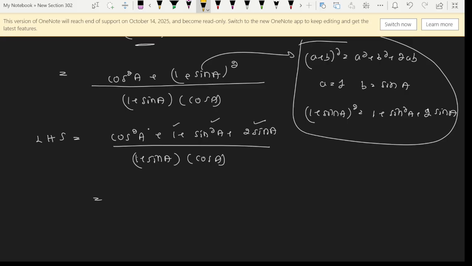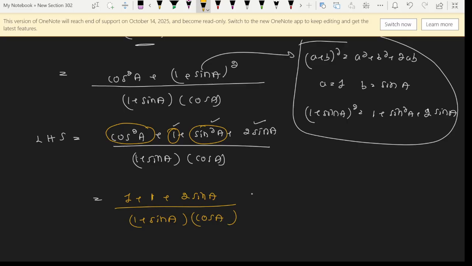Okay, so we know that cos square A plus sin square A is 1, and this one, let me keep it as it is. So 2 sin A, again let me keep it as it is, over 1 plus sin A into cos A. So 1 plus 1 will become 2, 2 plus 2 sin A, into 1 plus sin A.